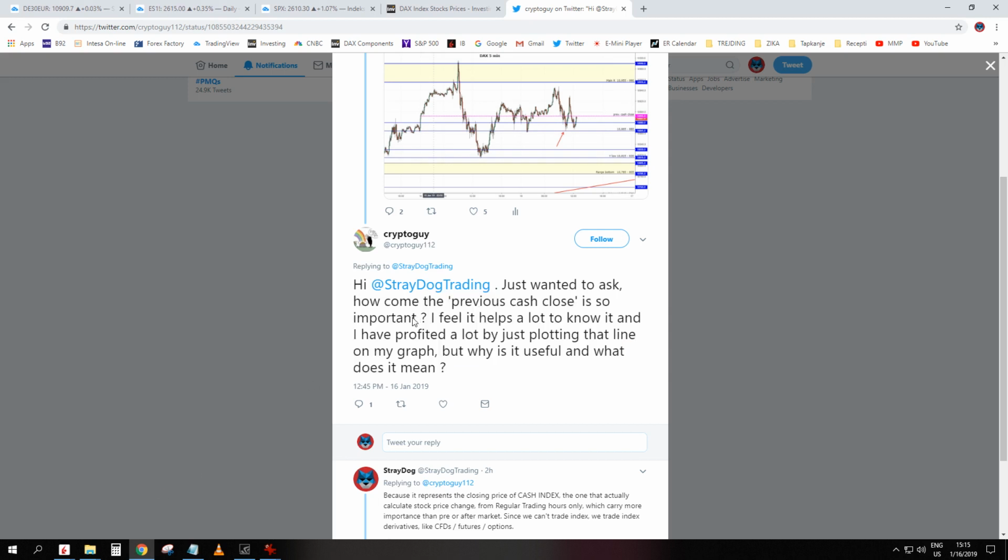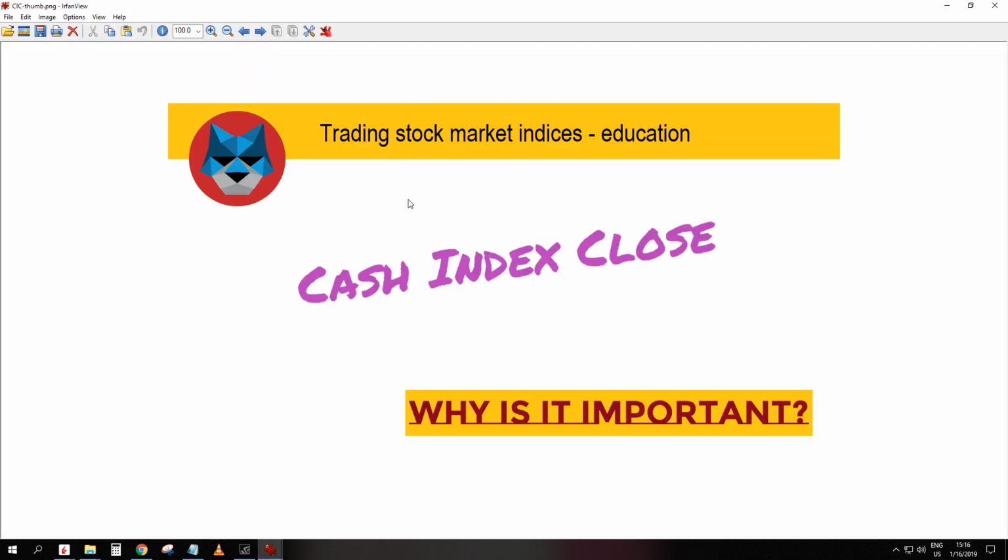It says, how come the previous cash close is so important? It feels like it helps a lot to know it, and I have profited a lot by just plotting that line on my graph, but why is it useful and what does it mean? So, trading stock market indices is a pretty popular thing to do.